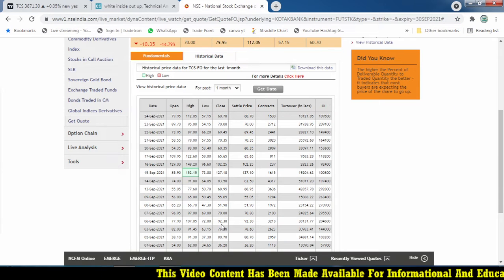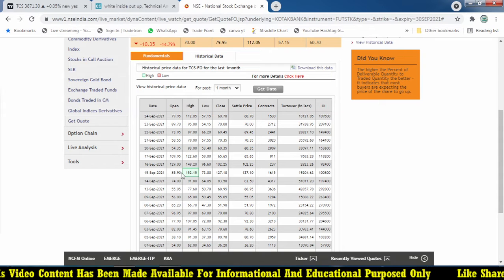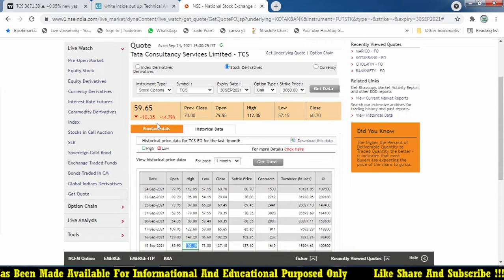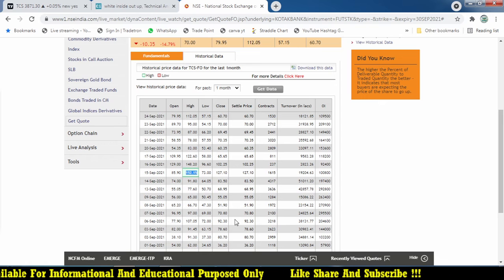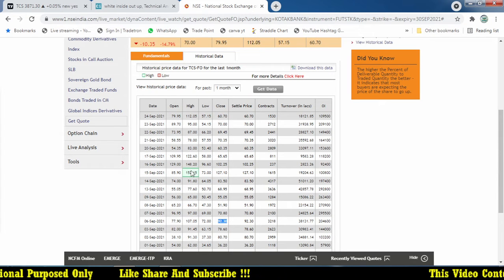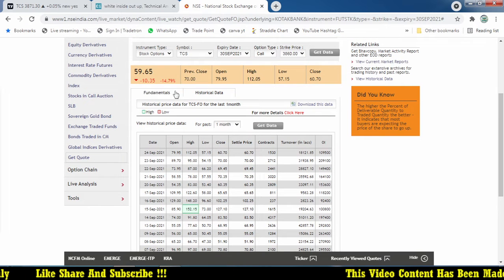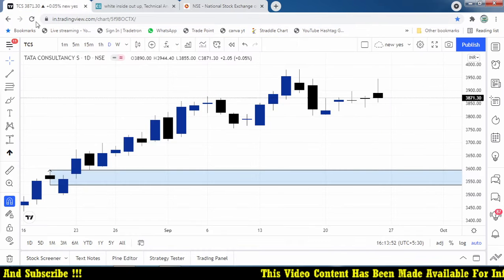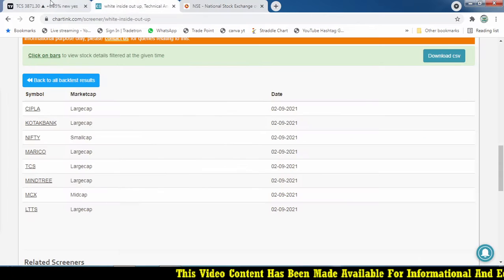Okay, the 6th September closing price is 92. After 2 days, after the 15th, it moves to 152. Now it is trading at 59.60. So where you bought around 6th September at around 92, within 3-4 days it went up to 152, and again now it is 59. So when the profit came, we are trying to book the profit.